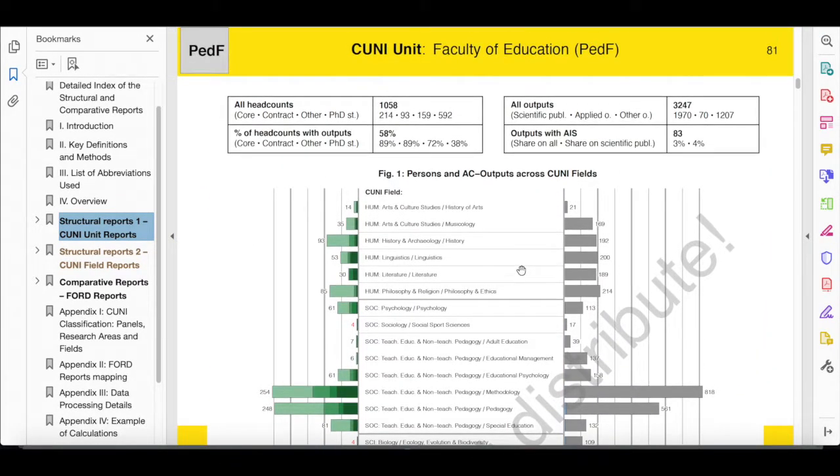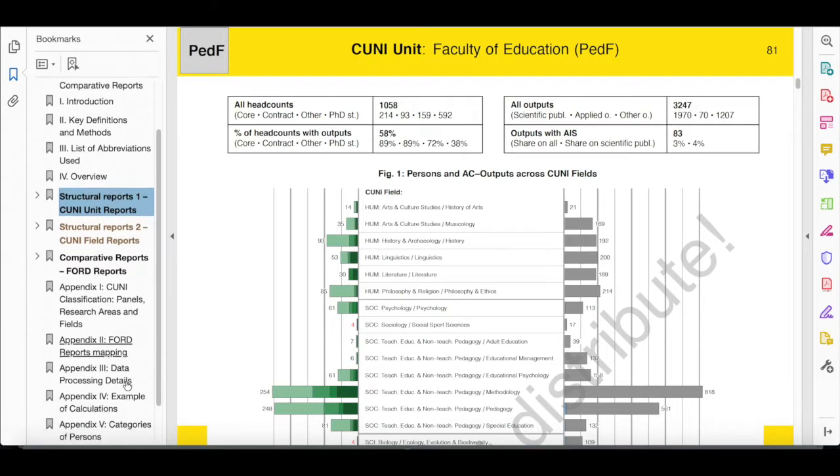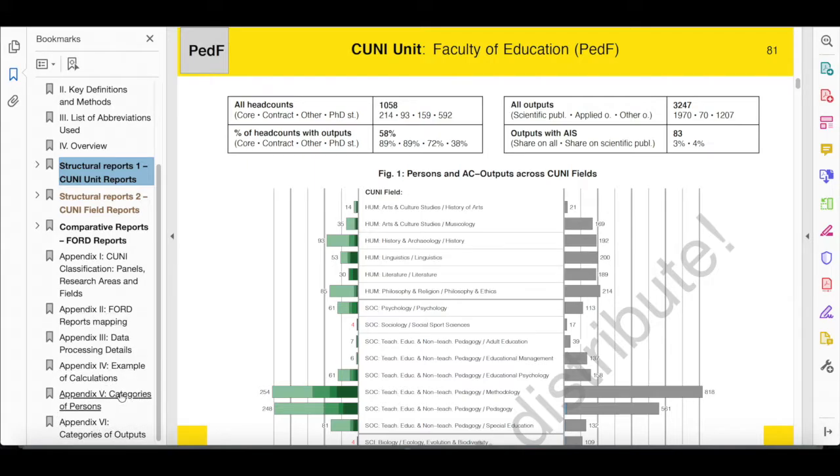Each unit report begins with two sets of summary statistics. The first one, on the left, overviews the personnel of a given unit. The second one, on the right, overviews its research outputs. Information in this part of the report is presented from the most general, such as the total number of persons affiliated with a unit, and the total number of outputs produced by a unit, to more detailed information, such as breakdowns into categories of persons and categories of outputs. For more details about the categorization of persons and outputs, see Appendices 5 and 6.